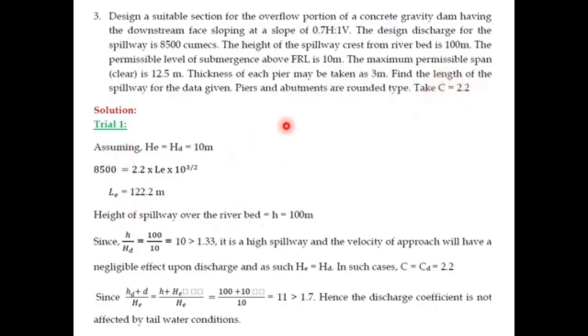Now in this case, to start with, because the discharge is given, we can calculate the effective length if we know the head. That's the reason why we have first assumed HE is equal to HD, as 10 meters to start with, and calculate the rough value of the effective length. The height of the spillway is 100 meters. So the ratio H by HD can be calculated as 10, which is greater than 1.33. Hence it is a high spillway, so the velocity of approach has a negligible effect upon discharge. As such, we can take HE is equal to HD.